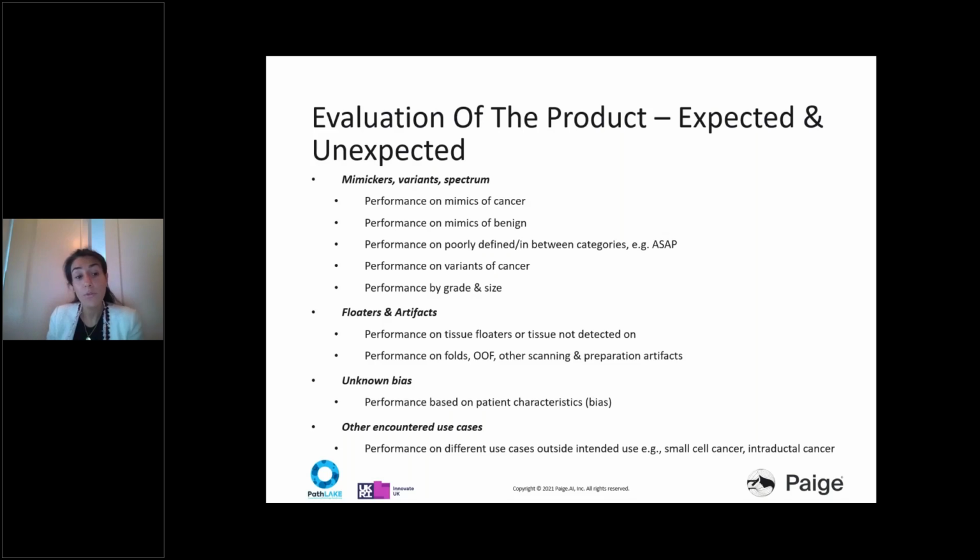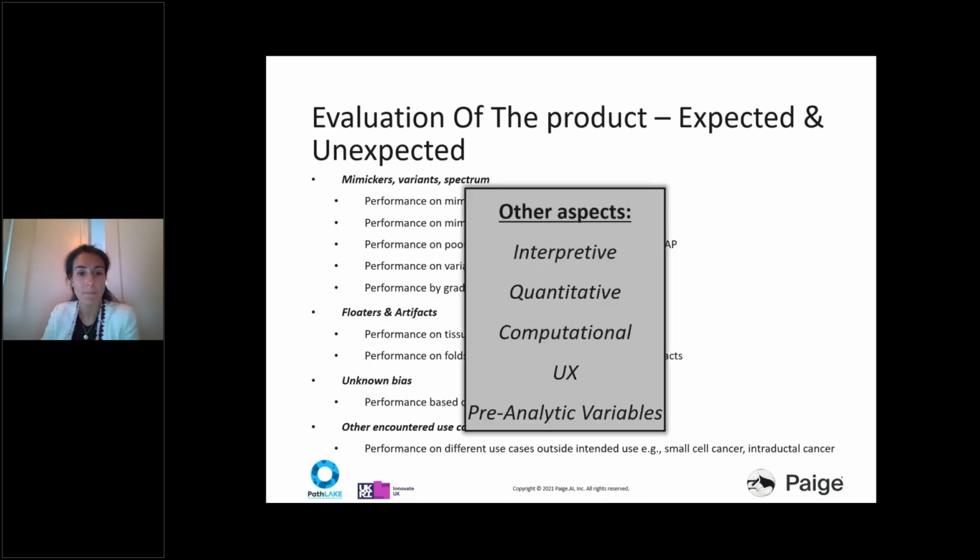And finally, how it performs in other encountered use cases potentially outside of the intended use, for instance, in prostate, small cell cancer, or intraductal cancer, non-acinar adenocarcinomas. And there's much more to assess that involves close work with pathology and AI teams, UX teams, and even scanning vendors to assess all of these other facets.